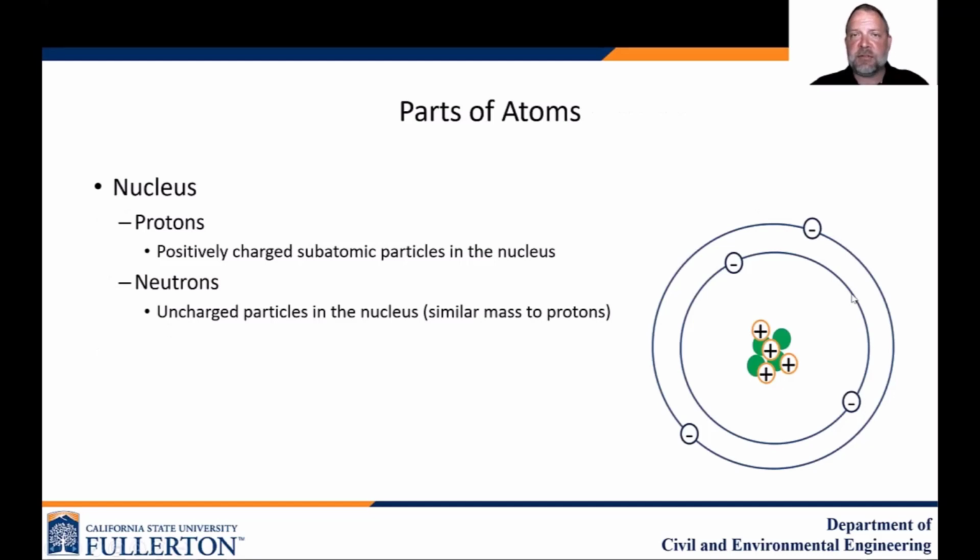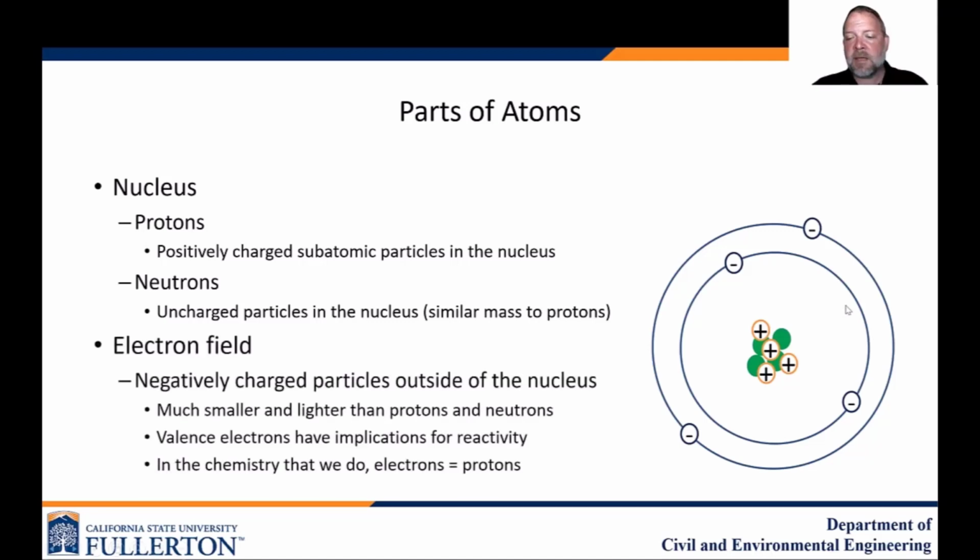The parts of an atom, which you learned about in chemistry, are broadly broken down into the nucleus and the electron field. The nucleus is composed of the protons, which are positively charged subatomic particles, and neutrons, which are uncharged particles that have a similar mass to a proton. In the electron field, we have electrons, which are negatively charged particles outside of the nucleus, much smaller and lighter than protons and neutrons. We worry about the valence electrons.